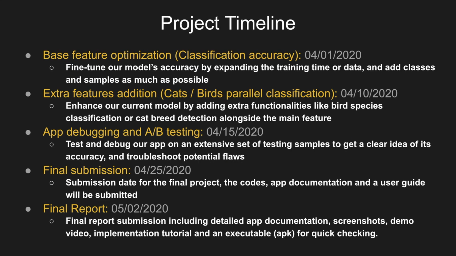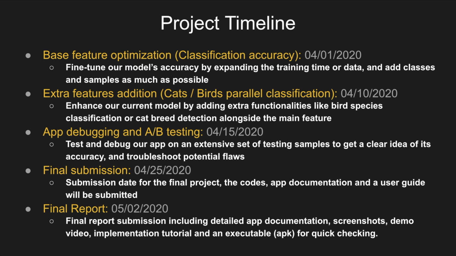So now our project timeline. Our next step would be on April 1st to optimize our base feature, which is dog breed classification. So this optimization process will basically be trying to fine-tune our model's accuracy and trying to get as much correct classifications as possible with a higher accuracy. Since in the live demo you saw that our model isn't always 100% correct, we'll try to make it as reliable as possible. So our next step after that would be on April 10th, extra feature addition.